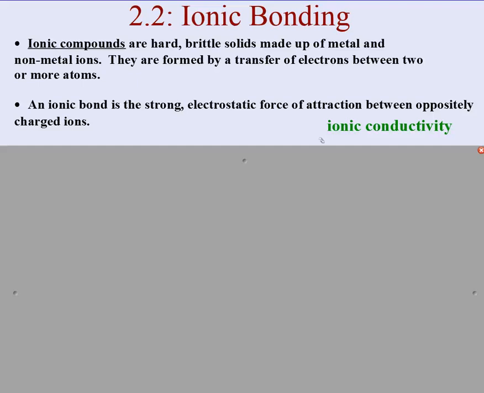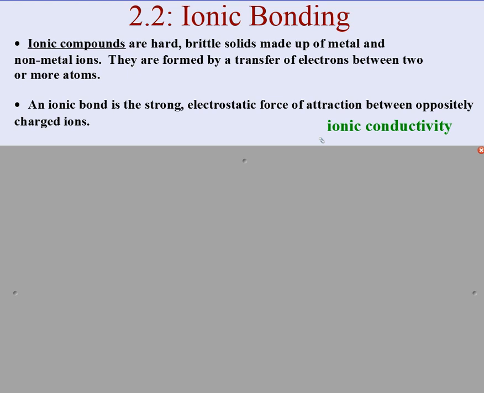Now, we did observe for sure the hardness of ionic compounds was unique. Generally, they are brittle. If we know their chemical formula, we can observe that they're made up of metal and nonmetal ions, and they're formed by a transfer of electrons between two or more atoms.